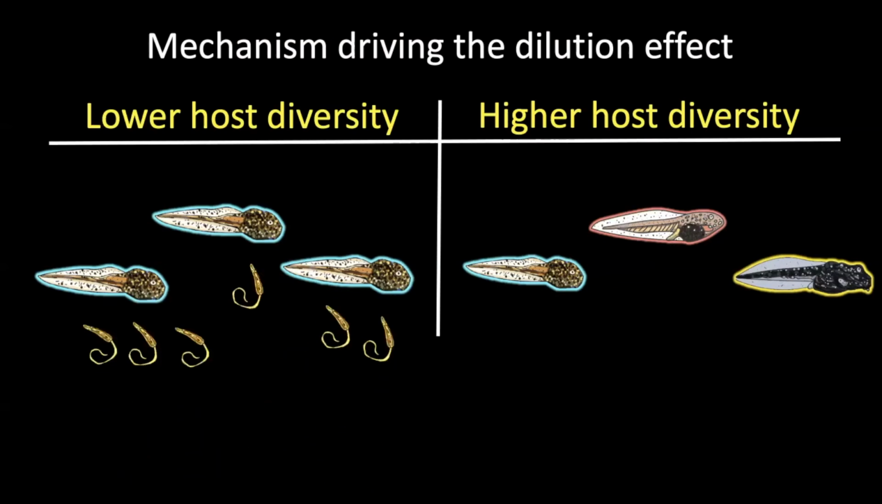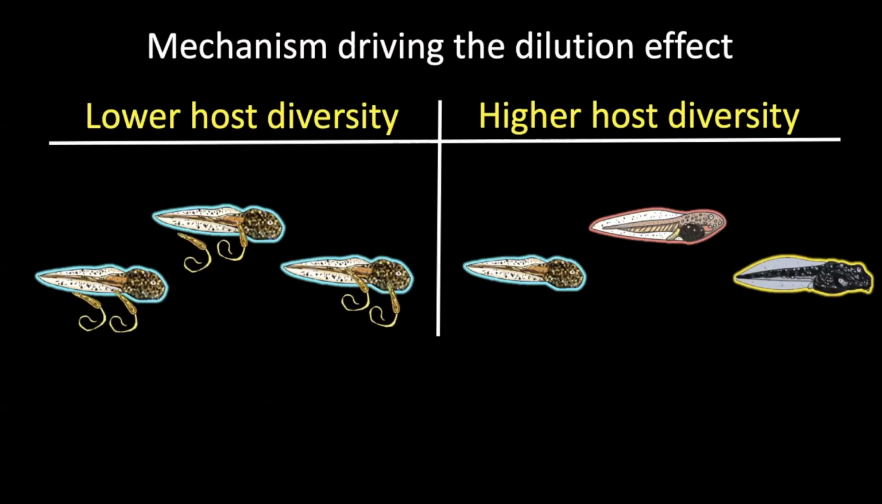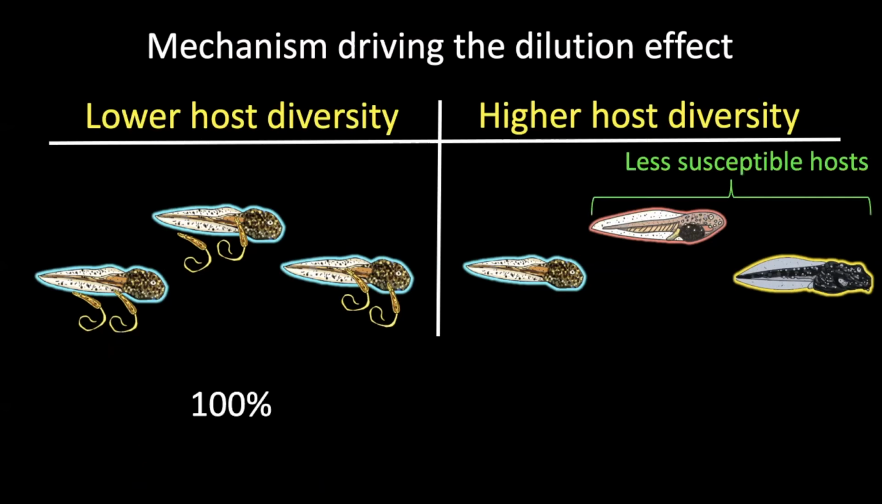So with parasites in the water, these highly susceptible hosts are very likely to draw the parasite and become infected. So in this scenario, you get 100% infection in the lower host diversity community. In contrast, in the higher host diversity community, theory predicts that we're more likely to have hosts that are less susceptible to the parasite. And these less susceptible hosts can serve as decoys in the community. In other words, they draw parasites to them, but because they're less susceptible, these parasites don't successfully infect the host.